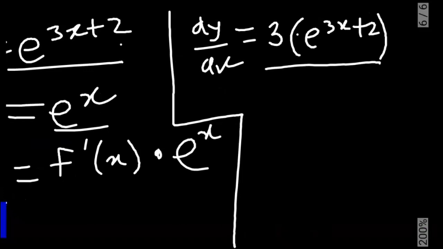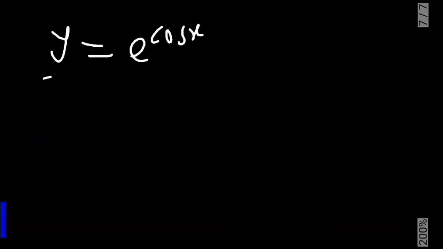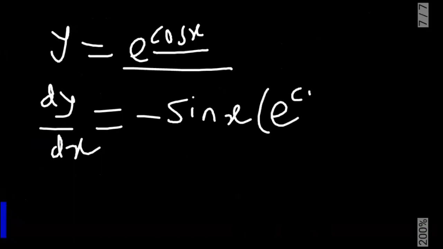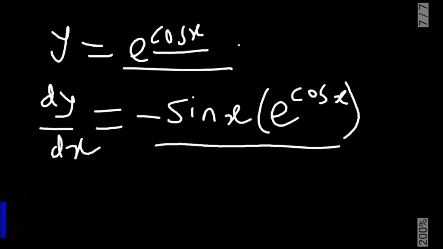Let's take on that question. To get the derivative of this, we get the derivative of the power first of all. dy/dx is equal to the derivative of cos x, which is minus sin x. Then you write everything here, e to the power of cos x. So this is the derivative of this function. Let's move to the logarithmic functions.